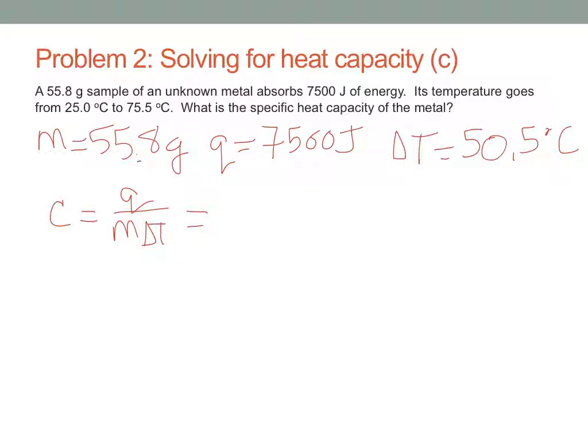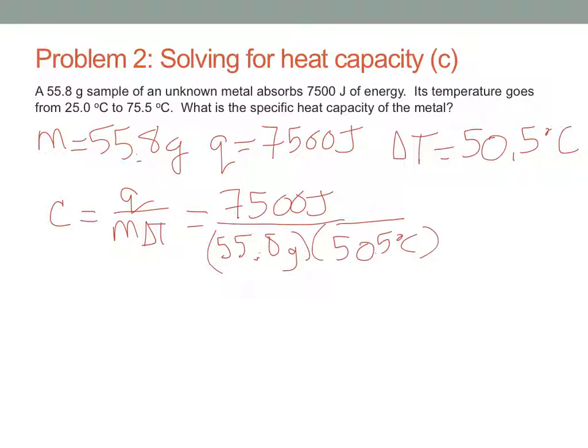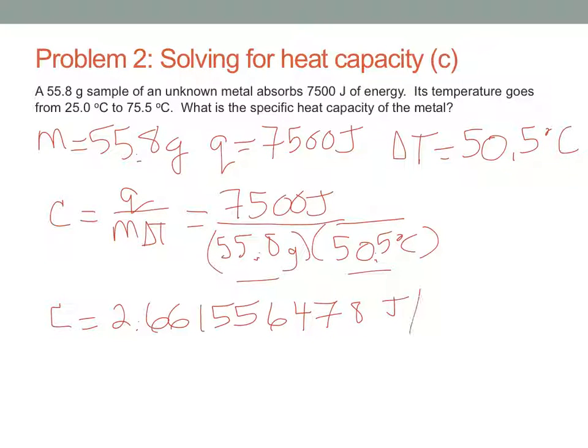And now plugging in our numbers, our Q, recall, is 7,500 joules. Our mass is 55.8 grams. And our delta T is 50.5. So plugging that into the calculator, and remember that both numbers are in the denominator, so you're going to have to hit divide twice. Even though that's hard to do, you got to do it. It's divide, divide. So solving, we get C is equal to, big number on the calculator, 2.661556478 joules per gram degree C.